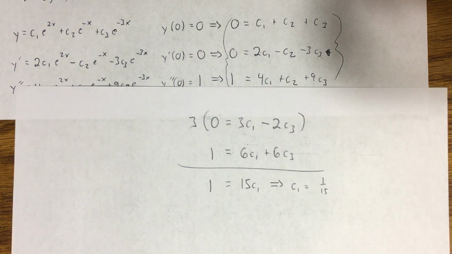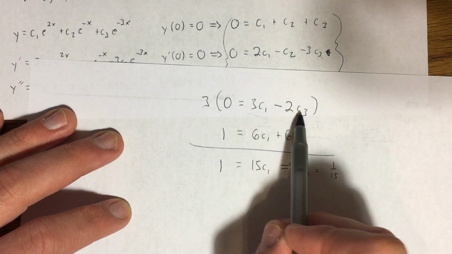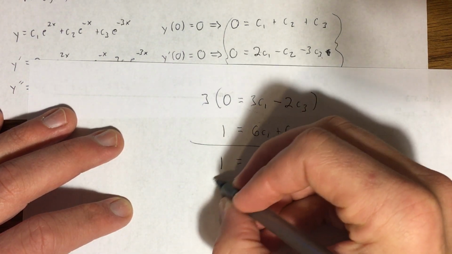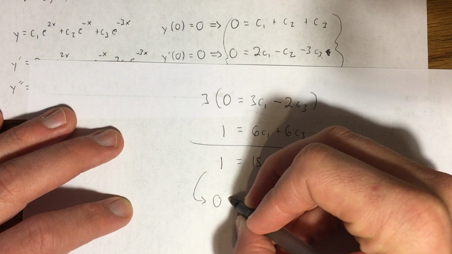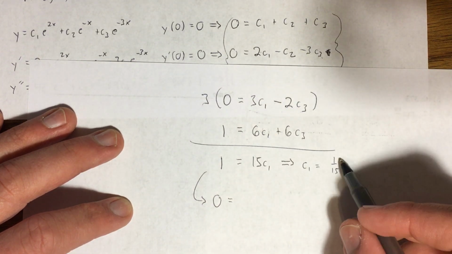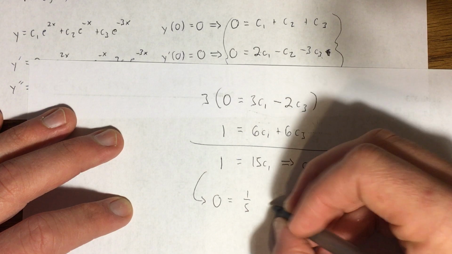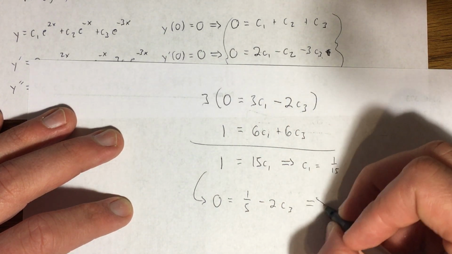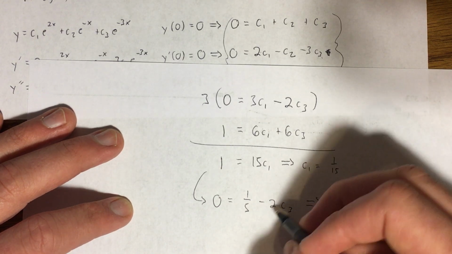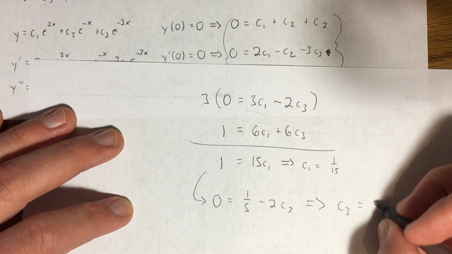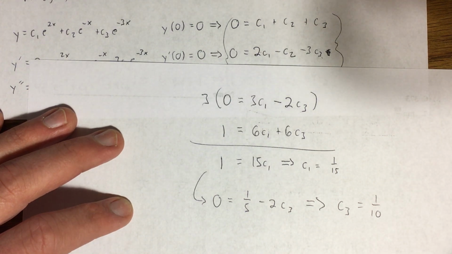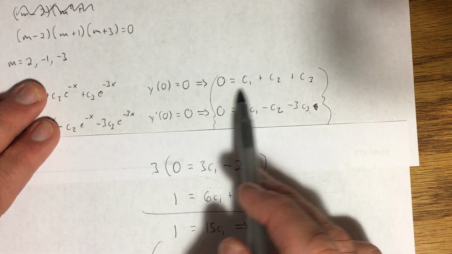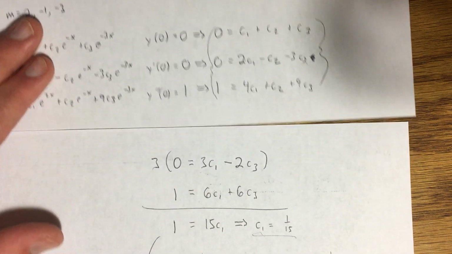Let's plug that into this top equation to solve for c3. So 0 is equal to 3c1, or 3 times 1/15, which is 1/5, minus 2c3. Solving that for c3, add 2c3 and divide by 2, c3 is equal to 1/10. Now I have 2 of my unknowns. Let's go to one of our original 3 equations, maybe this top one, plug in the values that we got, and solve for the one unknown.